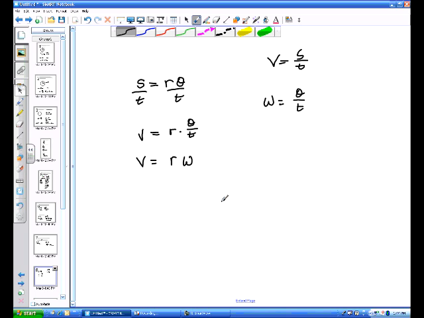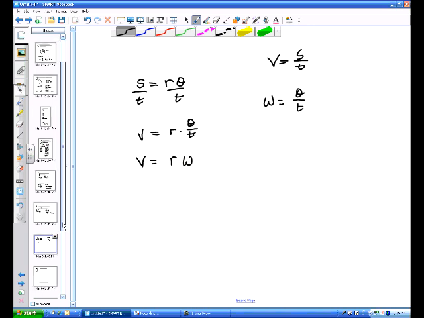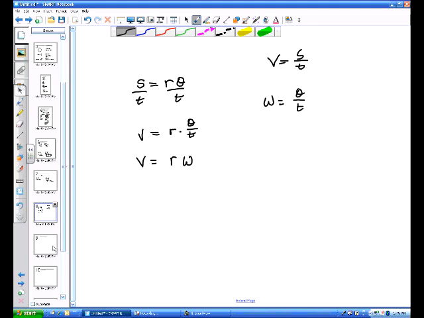So that's why the children's Ferris wheels have a very small radius, where the adult ones may have a big radius, and they may turn at the same rate, but you're moving much faster on the edge as you change your radius. So here's another formula then for linear velocity. It's our radius times the angular velocity.